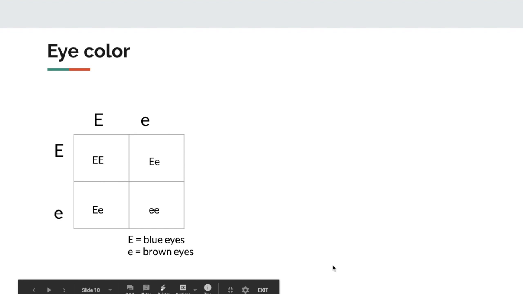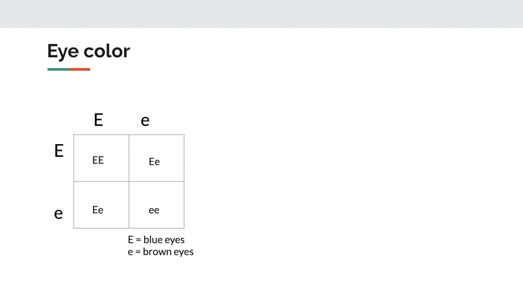Last, she wanted to know why both her parents have blue eyes and why she is the only one with brown eyes. She chose the alleles big E and little e. Big E is for blue eyes and little e is for brown eyes. When she designed her Punnett square, she determined that both of her parents have to have the heterozygous genotype in order for her to have gotten brown eyes.